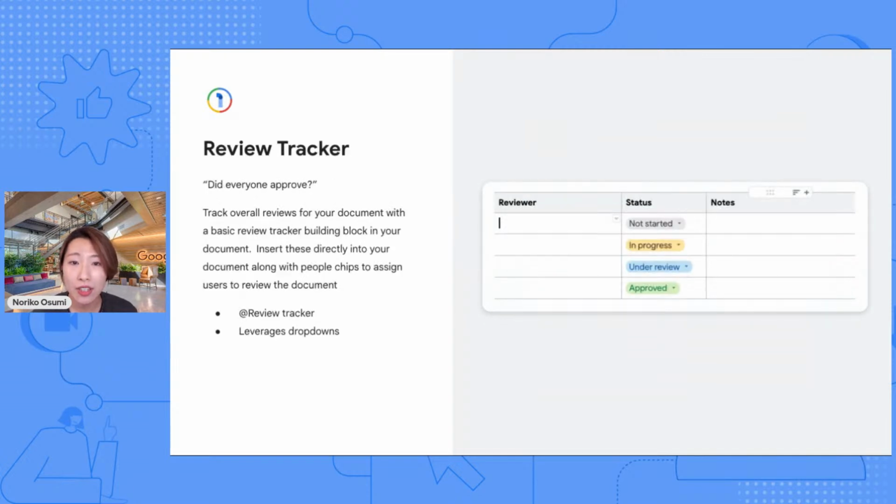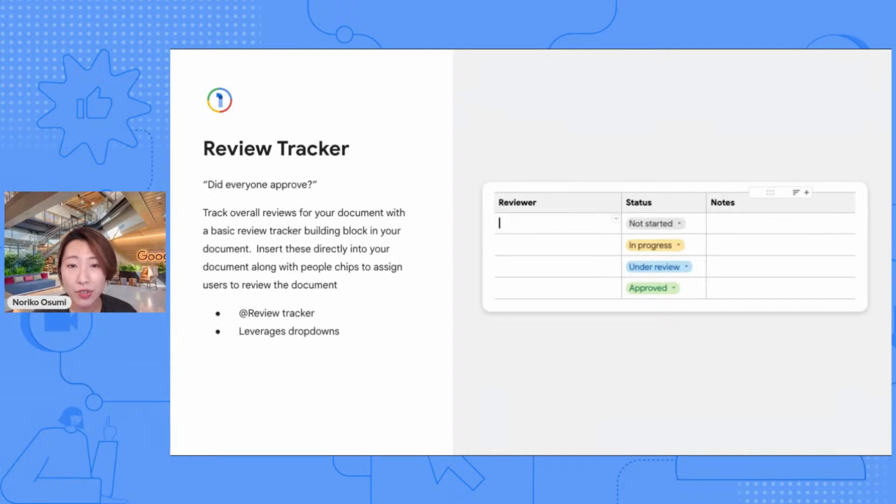The next one here we have is our smart chip building block, the review tracker. Think of it as when users are asking if somebody's approved a document, something that's commonly done in a workplace day. It creates a very straightforward table here that allows users to add reviewers, track status, as well as add additional notes.